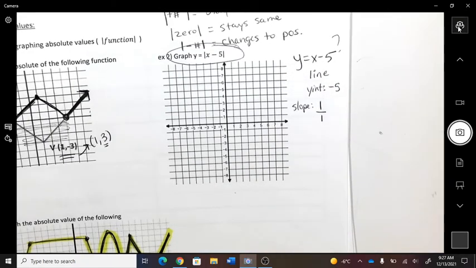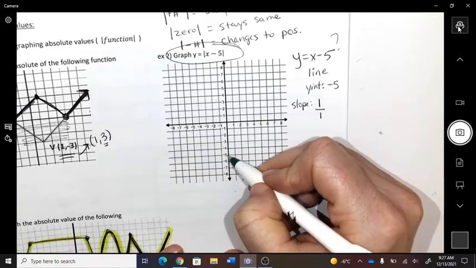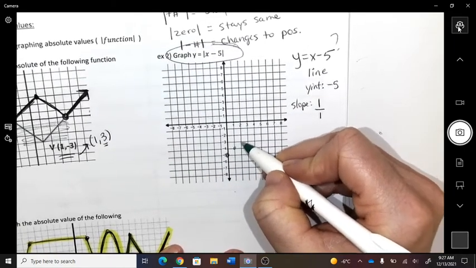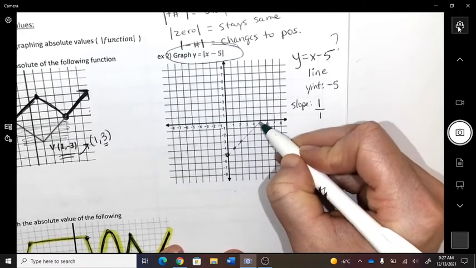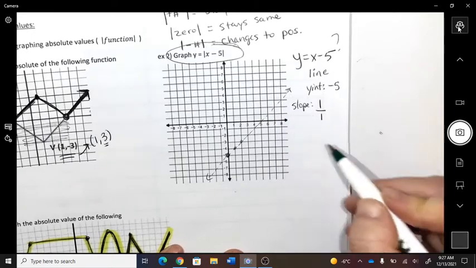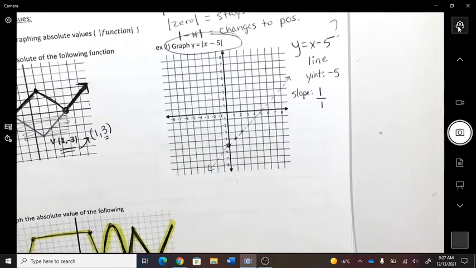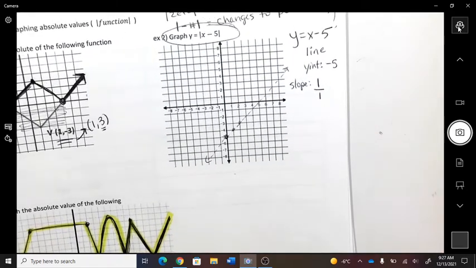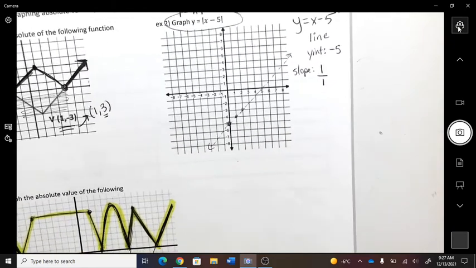Okay, so I'm going to draw that, and should we just dash it lightly? Because it's not our graph, but we're just going to dash it lightly. So -5, up 1, right 1. Okay, that's not my graph, but it's going to start me thinking about what I want to do. So there's what that line would look like.